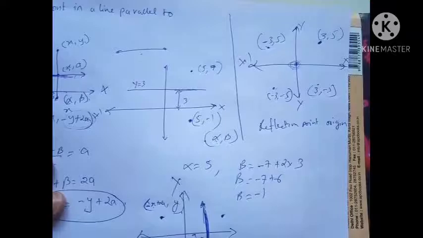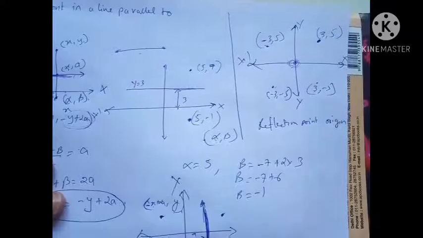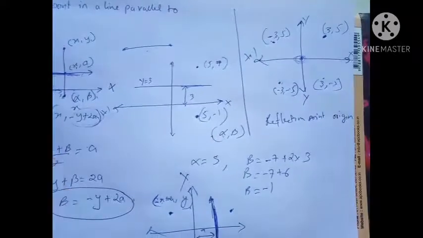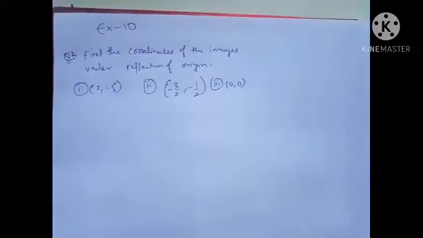We'll also look at some of the questions from the exercise right now, to help you guys understand how to solve questions of this type. This is a very easy chapter. Please be with me. Third question is, find the coordinates of images under the reflection in the origin. So who's acting as the reflection or the mirror?